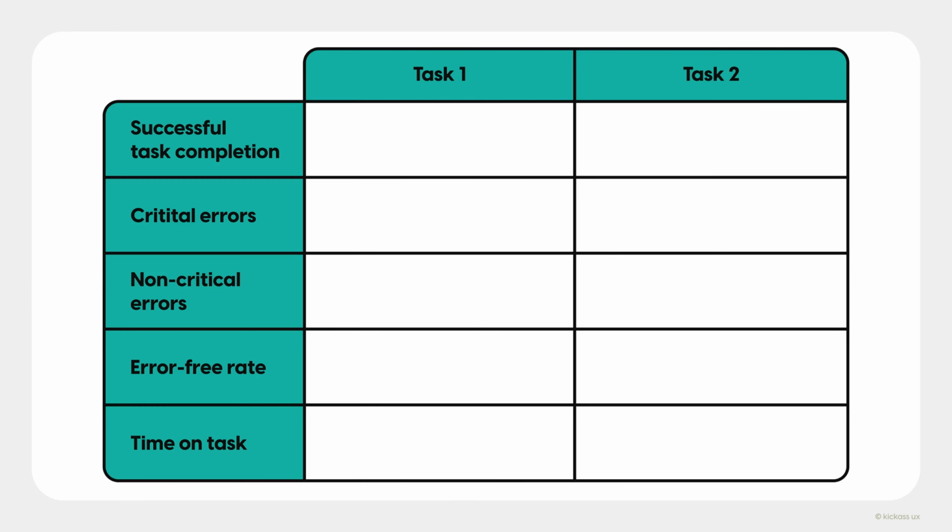Here are 5 objective metrics you can use to monitor task completion. 1. Successful task completion. 2. Critical errors. 3. Non-critical errors. 4. Error-free rate. And 5. Time on task. So for example, after completing 5 usability tests, 4 of the 5, or 80%, successfully completed task 1. 5 of 5 completed task 2. On task 1, only 1 participant had critical errors along the way, meaning they wouldn't have been able to figure it out on their own without your help.